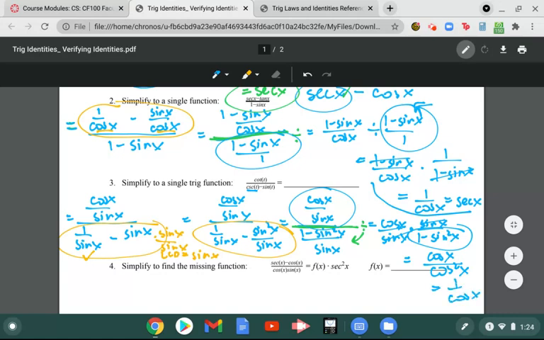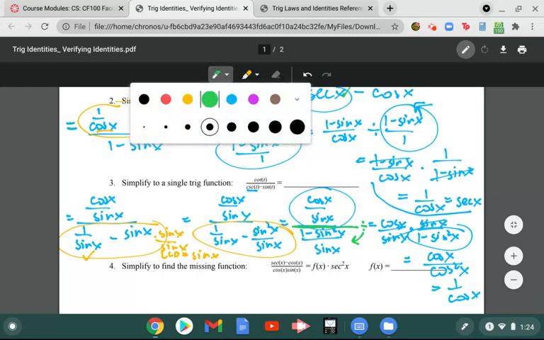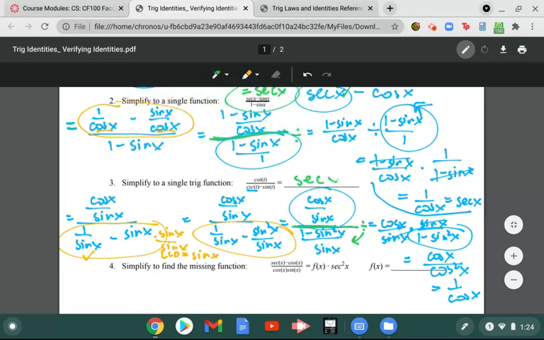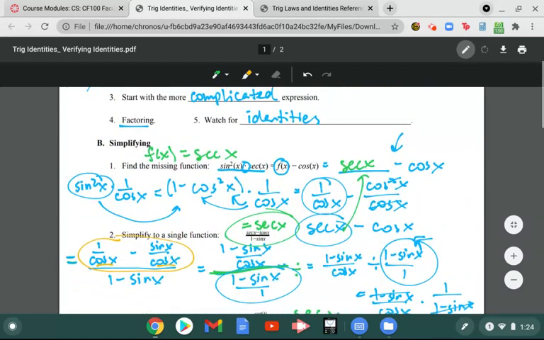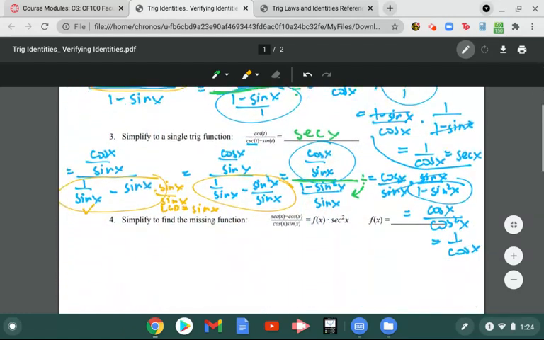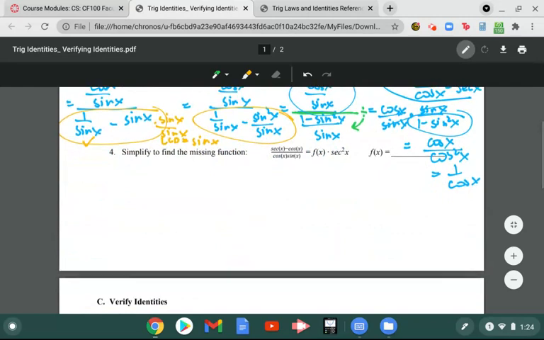And guess what? I get secant again. Like I said, they're not all going to be secant. Okay, secant x. I promise they're not all going to be secant x.